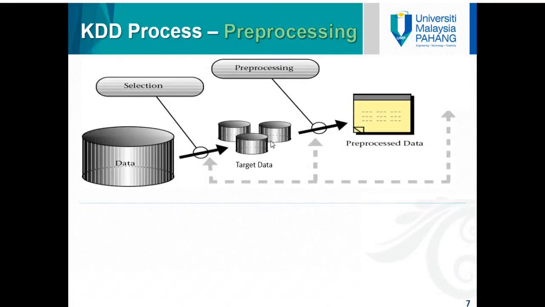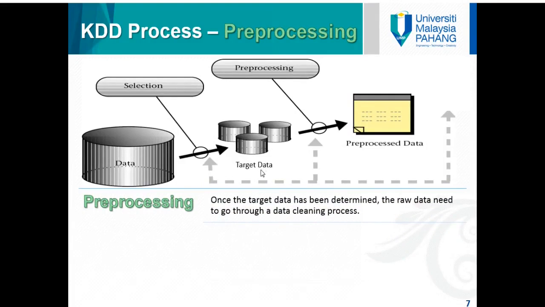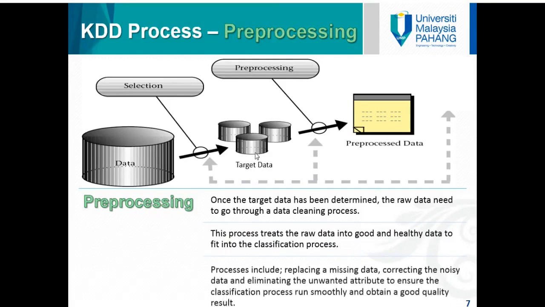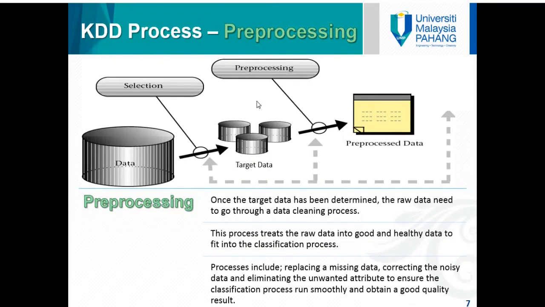This is the output of the selection phase. Then in the next phase, the target data goes through the second step of the KDD process, named pre-processing. In the pre-processing phase, a process called data cleaning is conducted in order to make the target data a good enough fit for the classification process of the knowledge discovery process, so that it is fit for the next process of KDD in order to extract the knowledge.